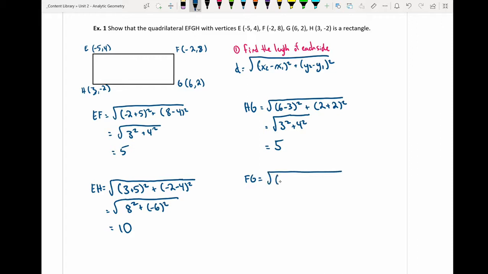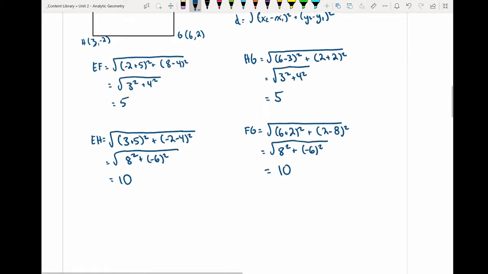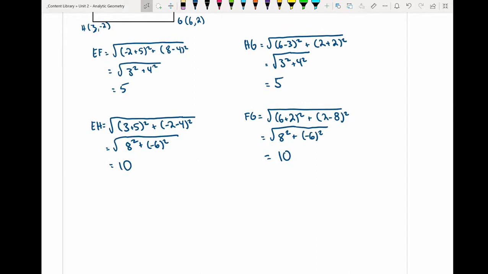So FG, we're going to have 6 minus -2, so 6 plus 2 squared, and then plus 2 minus 8 squared. So we get the square root of 8 squared plus -6 squared, which is the exact same as what we had, and we get a length of 10. So we know the opposite sides have the same length. Let's double check and confirm that the adjacent sides are perpendicular.